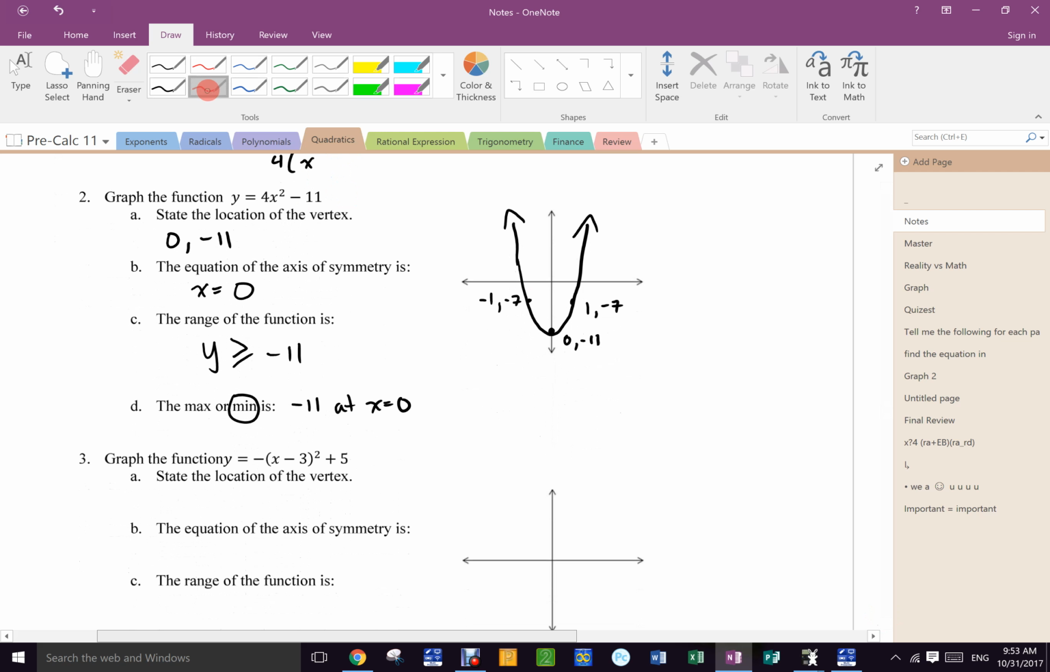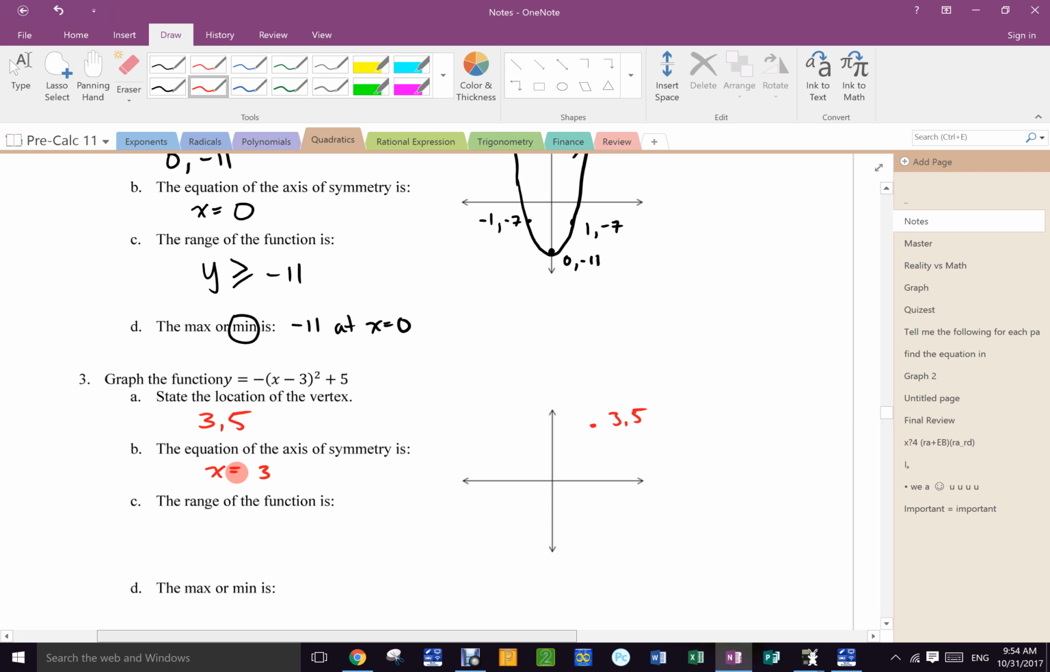Nice. This guy, what's the vertex? 3, 5, because it's got to be reversed. 1, 2, 3, 5. The equation of the axis of symmetry, x equals what? 3. What's the range? Y is less than. Why is it less than? Because it's a max, because it's a negative. Well done, everybody who got that. Y is less than or equal to 5. Max or min, it's a max, 5 at x equals 3.